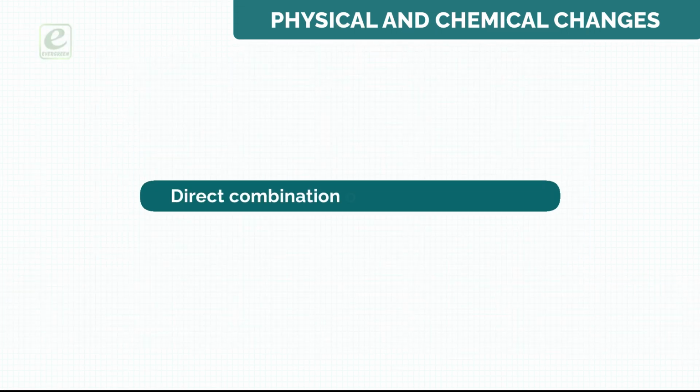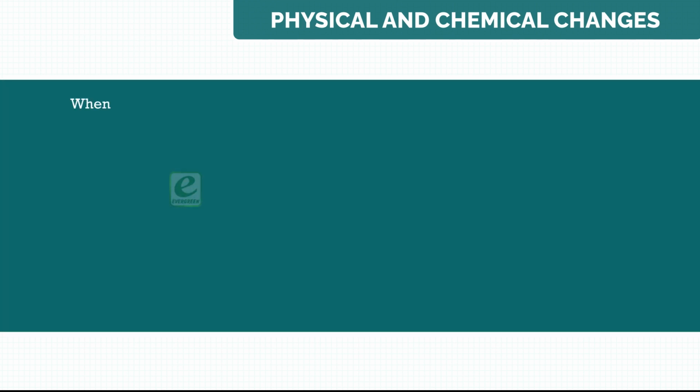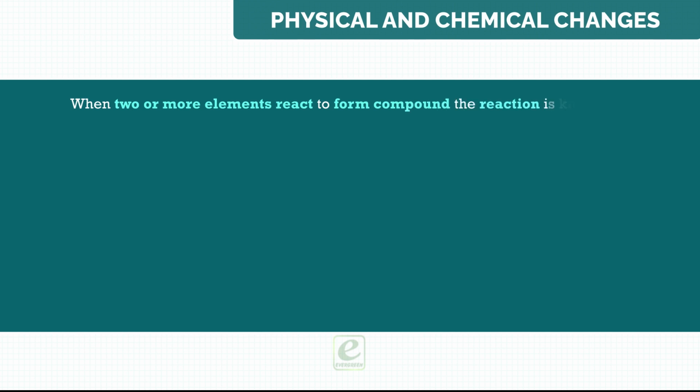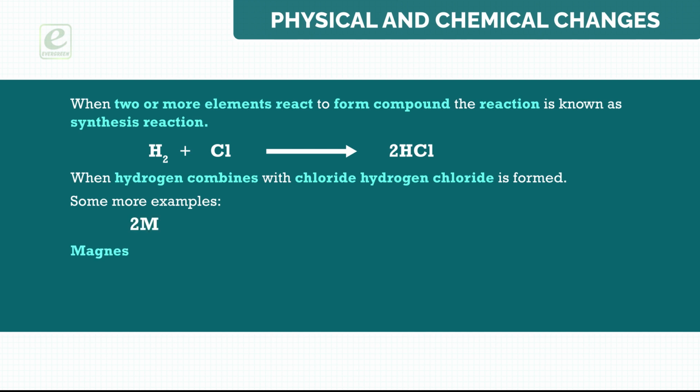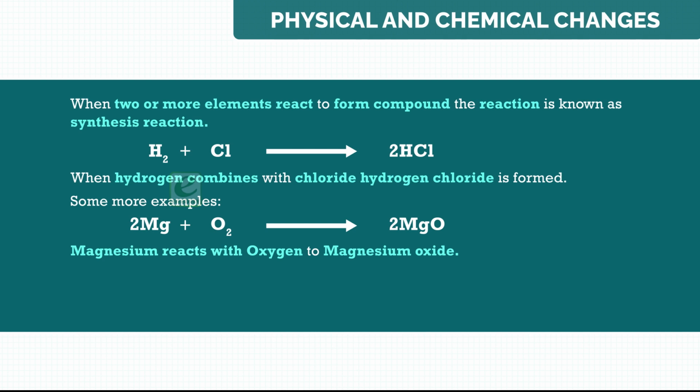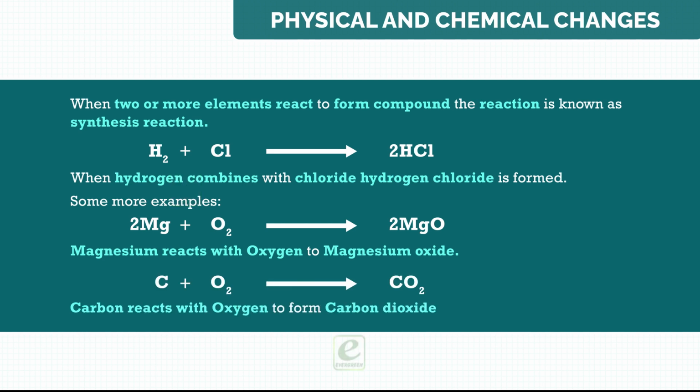Direct combination or synthesis reaction. When two or more elements react to form a compound, the reaction is known as a synthesis reaction. When hydrogen combines with chlorine, hydrogen chloride is formed. Some more examples. Magnesium reacts with oxygen to form magnesium oxide. Carbon reacts with oxygen to form carbon dioxide.